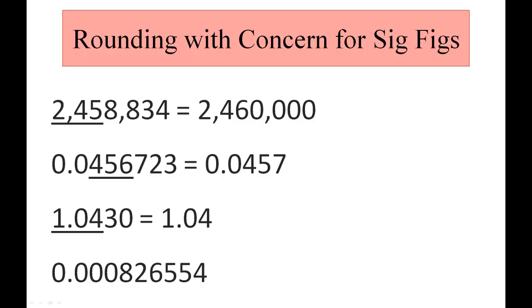The next example, we have 0.000. Notice the decimal point is present, so those are not significant. So the first 3 significant numbers are 8, 2, and 6. Look at the right of the 6. There's a 5. We're going to round that 6 up. So our answer becomes 0.000827. Notice that it only has 3 significant figures.